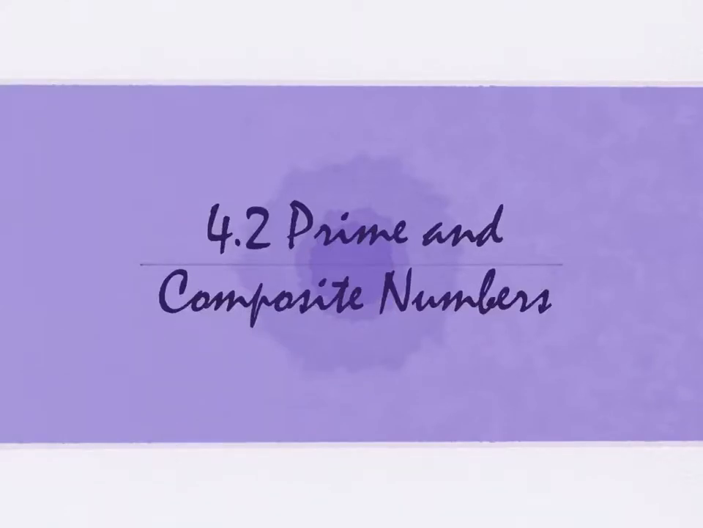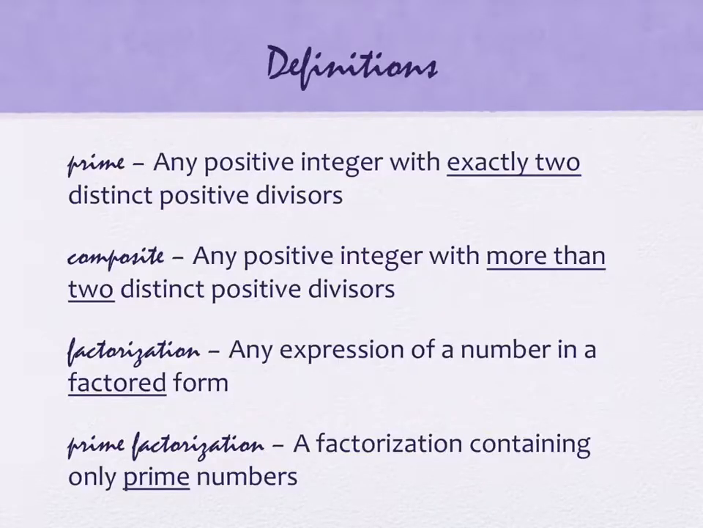Our next section of material is 4.2. We're going to take a look at prime and composite numbers. To start with, we're going to define exactly what we mean by those words. I know you've seen them before, obviously, but just as a reminder, there is a component of this that sometimes catches people off guard. So we'll take a look at that.